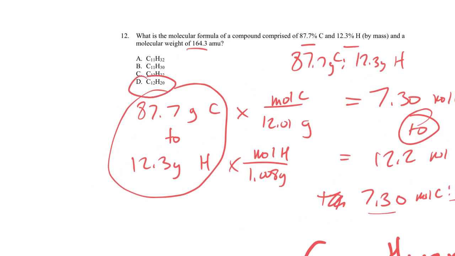You can double check. You can then say, well, what's the percent C and percent H of this? Let's do that real quick. 12 times 12 divided by 164, 87.8%. And that was kind of imprecise, but you can double check always at the end of the problem.